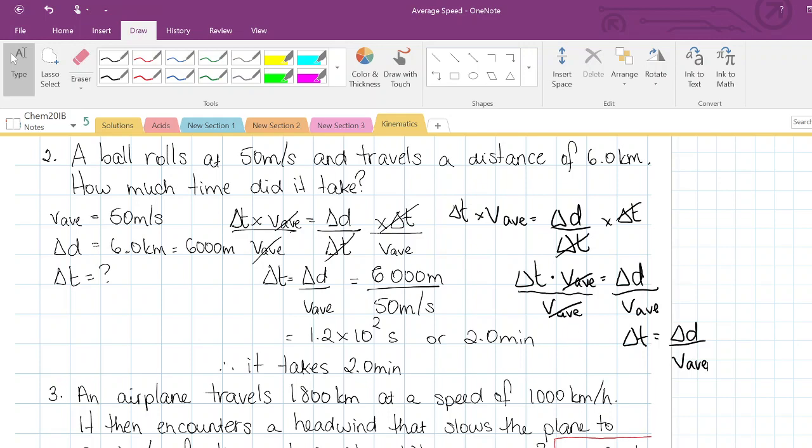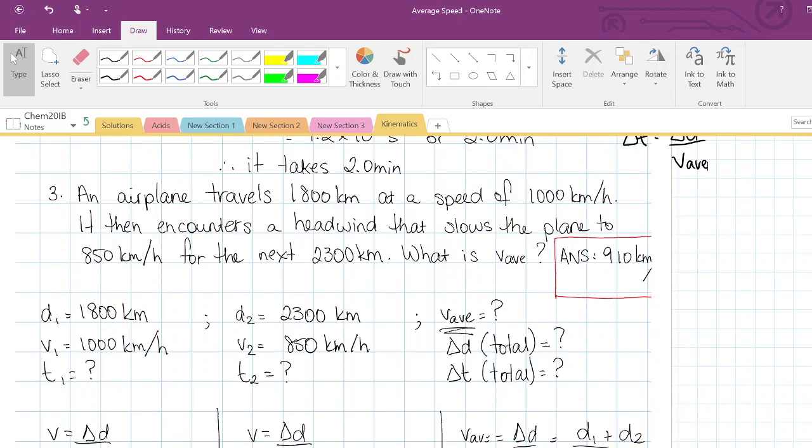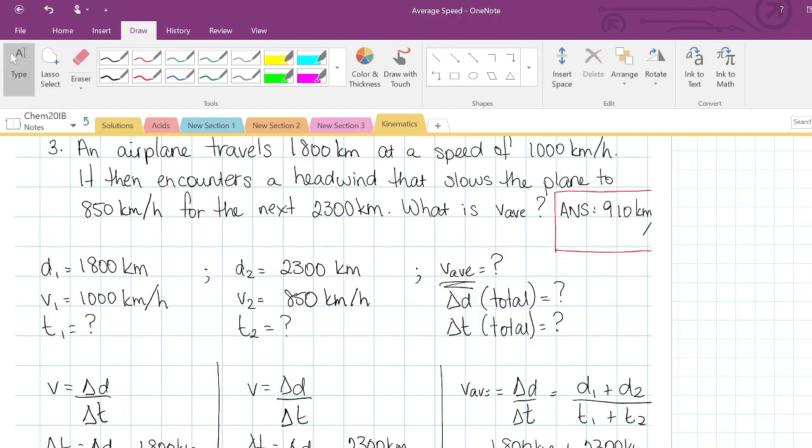I believe this is my last question for you guys. An airplane travels 1,800 kilometers at a speed of 1,000 kilometers per hour. It then encounters a headwind that slows the plane to 850 kilometers per hour for the next 2,300 kilometers. What is the average speed?